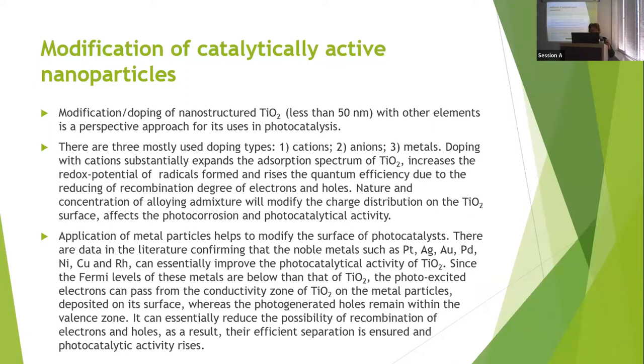with the metals. Doping with cations substantially expands the absorption spectrum of titanium oxide, increases the redox potential of radicals formed, and raises the quantum efficiency due to reducing the degree of recombination of electrons and holes. The nature and concentration of the alloying mixture will modify the charge distribution on the surface of titanium oxide, affecting the photocorrosion and its photocatalytic activity. Application of metal particles, therefore, helps to modify the surface of photocatalysts.